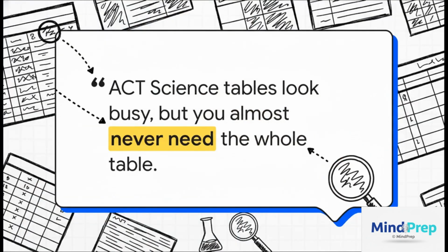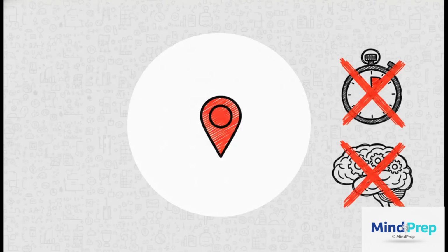Just let this sink in for a second. The table is supposed to look complicated. But here's the thing. You almost never, and I mean never, need to read the whole thing. You only need one or two tiny little pieces of information from it. And that's the real takeaway here. The ACT science section isn't a race to see who can read the fastest. It's a test of focus. Can you find the one thing you need and just ignore all the other noise?